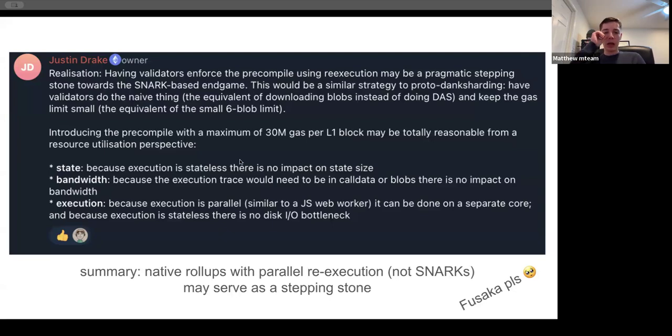Cool. And then are there any broader discussions about how wise it would be to attempt re-execution before SNARKs? I'll add one thing here, which is that Justin tells me that it may be possible to get native rollups in Fusaka in early 2026, and so that'd be incredible if we can make that happen.